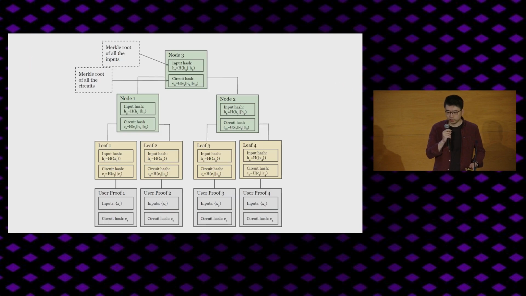So this is an example of a zkTree with 4 user proofs. When building the leaf proof and the node proof, we not only recursively prove the child proofs, we also calculate the input hash and the circuit hash of the user proofs so that we can build 2 Merkle trees of the input hash and the circuit hash. With these 2 Merkle roots, we can run the membership proof. For example, if we want to prove user proof 4 is included in the root proof node 3, we can supply the Merkle path, which includes the input hash and circuit hash of node 1, leaf 3, and user proof 4.